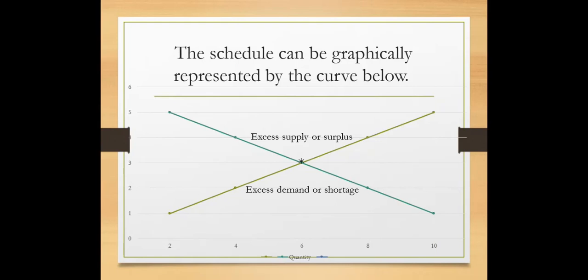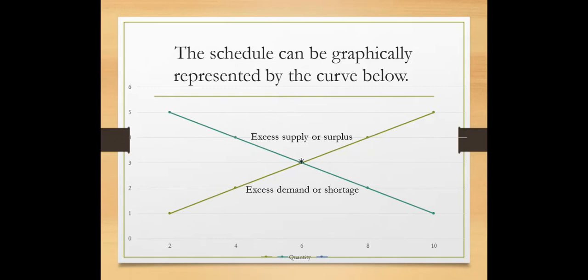Now we have something on this graph, excess supply or surplus, and we also have excess demand or shortage. What does this mean? Okay, now we are talking about equilibrium when the demand and supply are equal. But in a real life market situation, it is not every time that the demand and supply will be equal, which means it is not every time that the market will be in equilibrium.